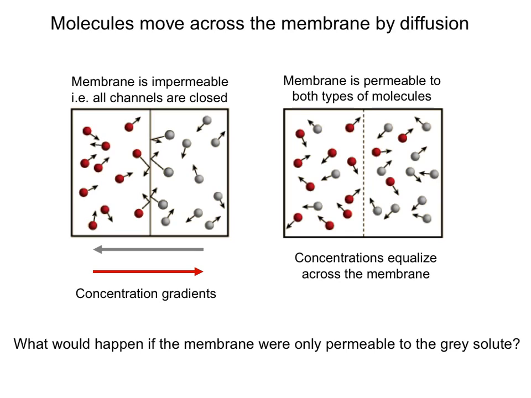And so if we look at the concentration gradient, we see that there's more gray on the right side and less on the left, and more of the red molecule on the left than on the right. So both of them have a concentration gradient. And then let's say that we open up those channels, and so now the molecules can move through this membrane.